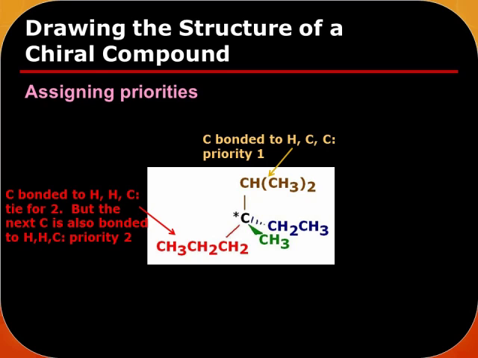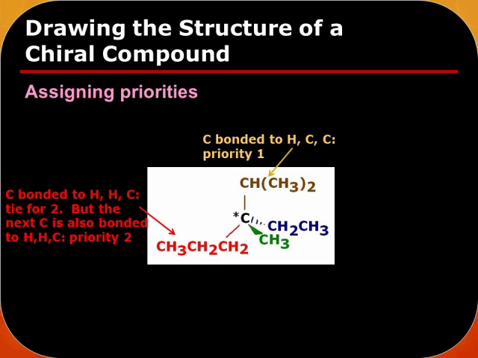2 hydrogens and 1 carbon, right? So this will have a second priority, but that is not the case. There are 2 CH2 groups. Okay, the first carbon has 2 hydrogens. After that, the rest is an ethyl group. So 2 hydrogens and 1 carbon.